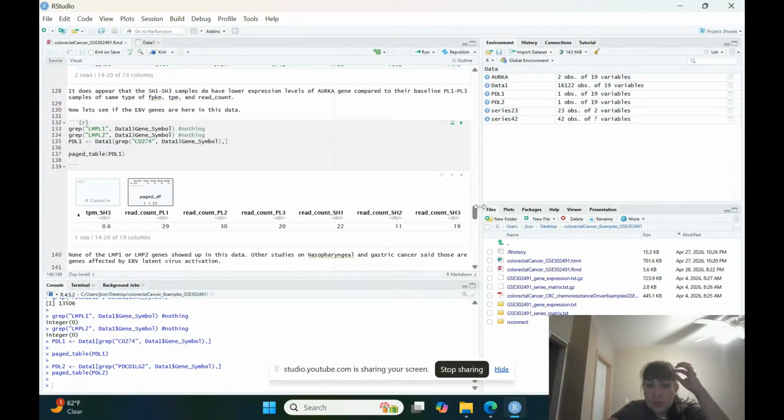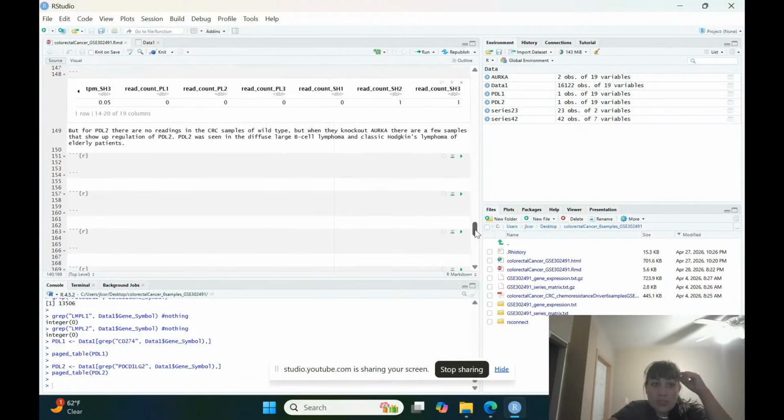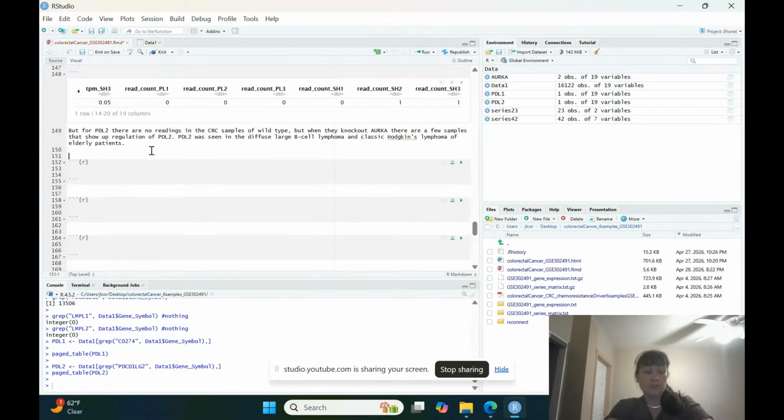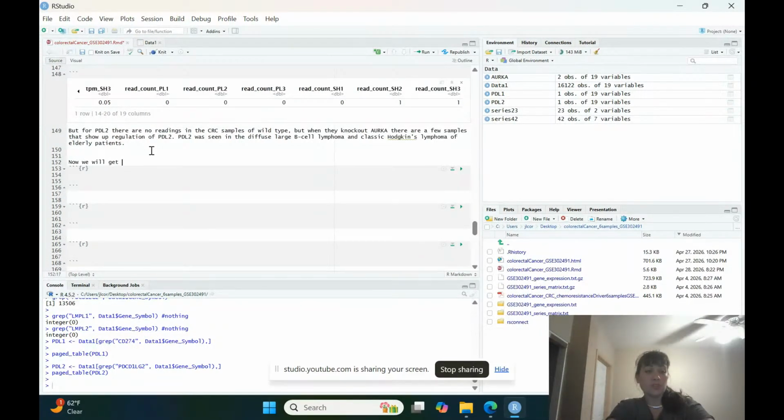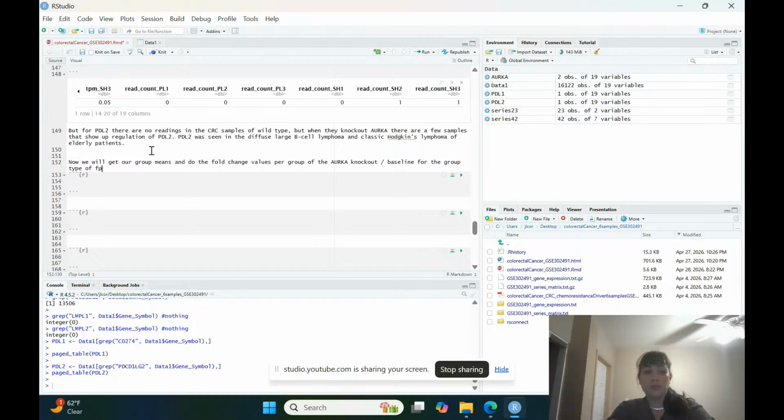Now let's save this. Now we're just going to go ahead and look at what happens to these genes when they knock out AURKA. Now we will get our group means and do the fold change values per group of the baseline, the AURKA knockout divided by baseline for the group type of FPKM, TPM, and read counts.